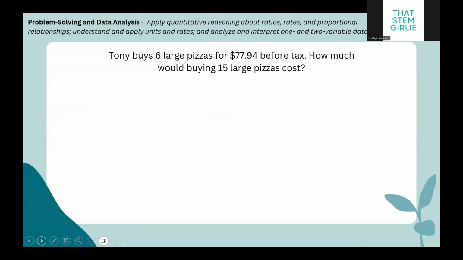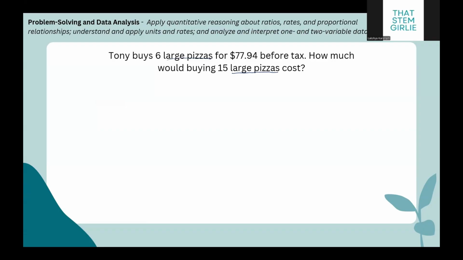Okay. This next question: Tony buys 6 large pizzas for $77.94 before tax. How much would he be paying for 15 large pizzas? So the item itself, the large pizza, is the same. So we know that the cost per pizza will be the same. So this is a proportion problem.